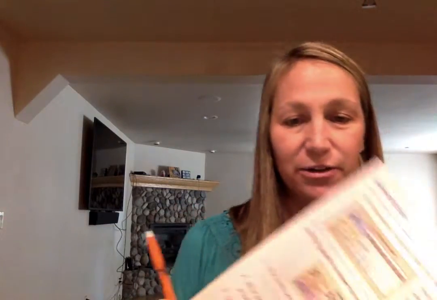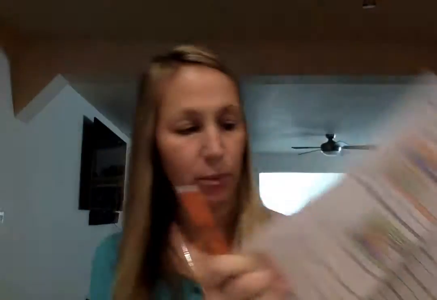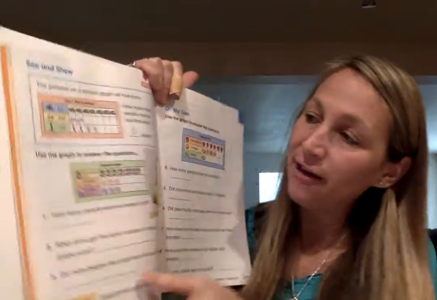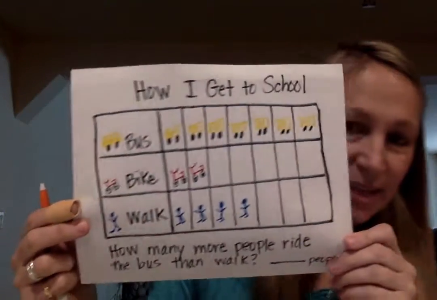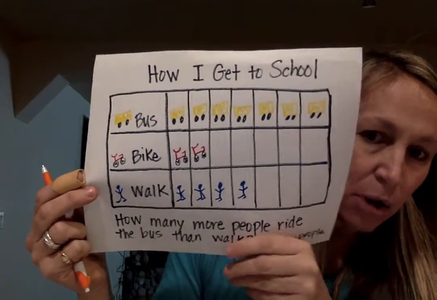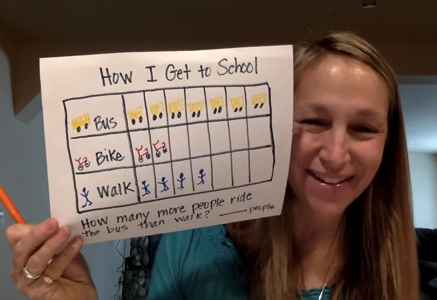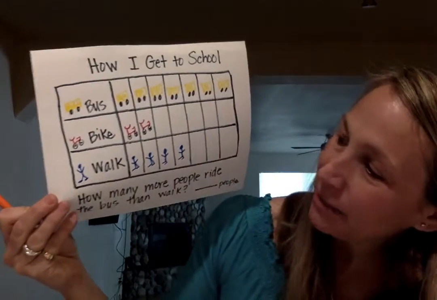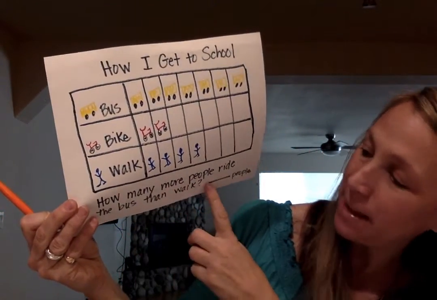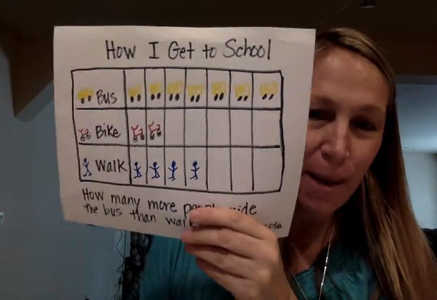Excellent. So if you guys could turn your math page to page number 528, I want to do another one with you. 528. Great. Okay, so I duplicated this graph up here into a larger form so you could see it. It says how I get to school. Now, our choices are bus, bike, or walk. Kind of the same choices that we have at our school today. And then down here is the question, how many more people ride the bus than walk? And we're going to talk about how we would do that.